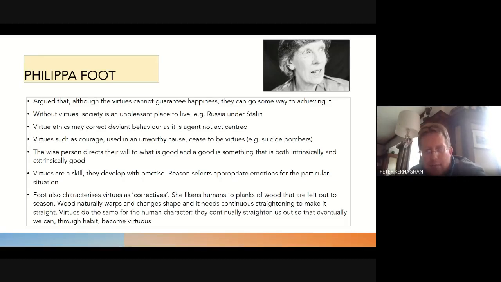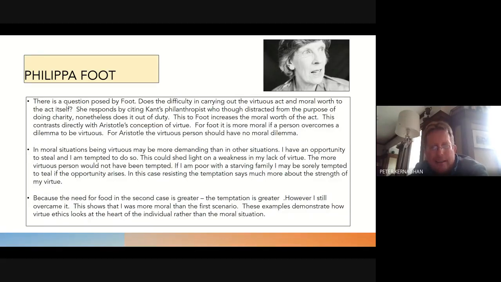She gives an analogy of planks of wood that would warp and change shape if they were left out in the rain, as it were. Wood needs to be continually straightened to make it straight, otherwise it warps. The virtues do the same for human character. They are necessary to straighten us out so we can live with other people. We do that through habit and become, in any given society, virtuous. So there's quite a relative link with this.